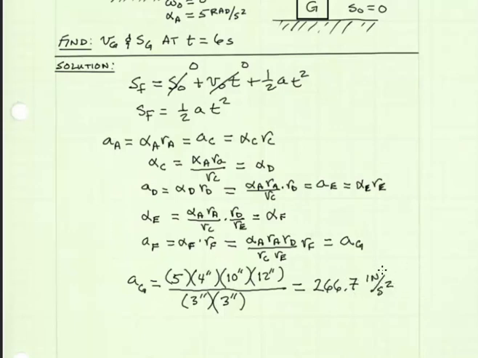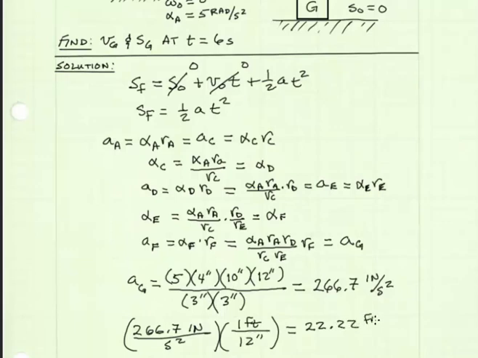However, we probably want this in feet per second squared. So we've got 266.7 inches per second squared, and 1 foot is 12 inches. So if we divide 266.7 by 12, we get 22.22 feet per second squared. So that is our acceleration of G. This is the acceleration of G in inches per second squared. This is in feet per second squared.